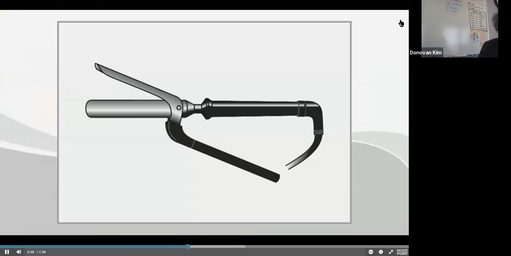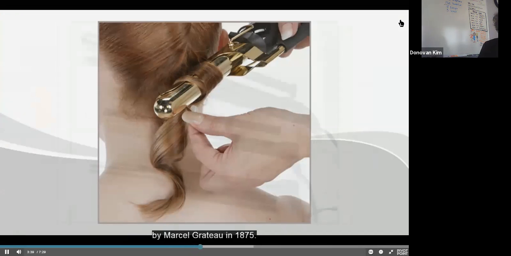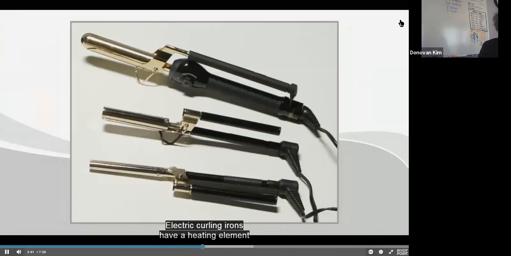Thermal curling adds temporary curl texture by using thermal or curling irons. They're also called Marcel curling irons. That's because they were first introduced by Marcel Grateau in 1875. Electric curling irons have a heating element controlled by a thermostat that maintains a constant temperature during use.